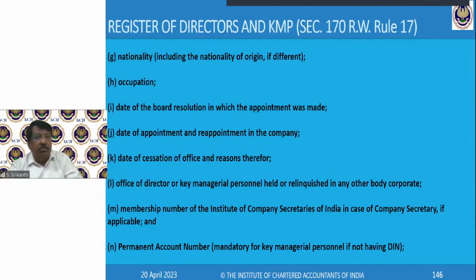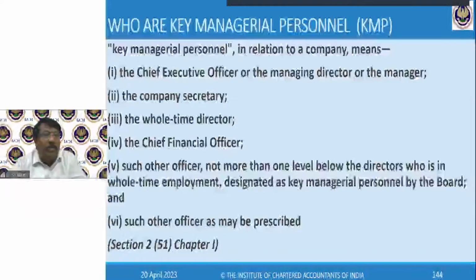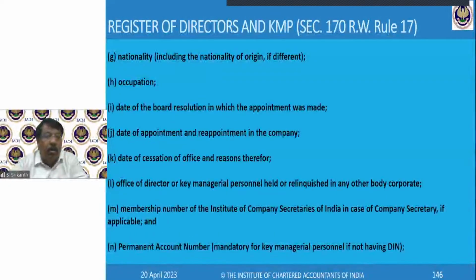Register of directors. It's a public document, which means members can see it. Members are entitled to inspect it. Date of cessation. Office of director or KMP held or relinquished in any other body corporate. Membership of the Institute of Company Secretaries in case of a company secretary, because a company secretary is also a KMP, right? So his or her membership number with the Institute of Company Secretaries.